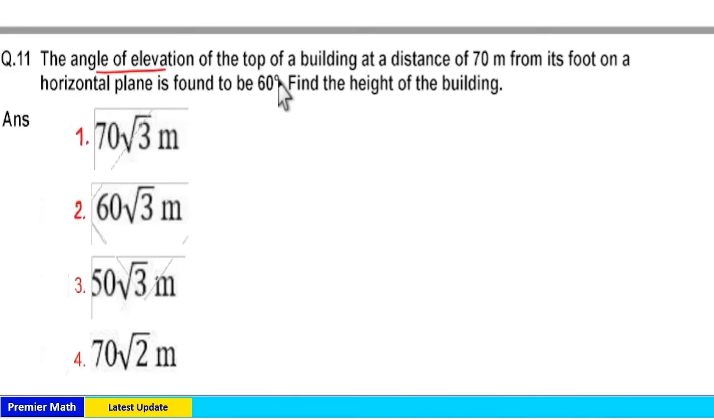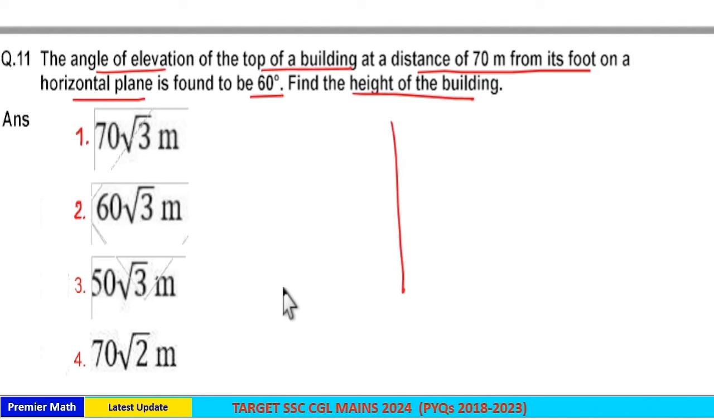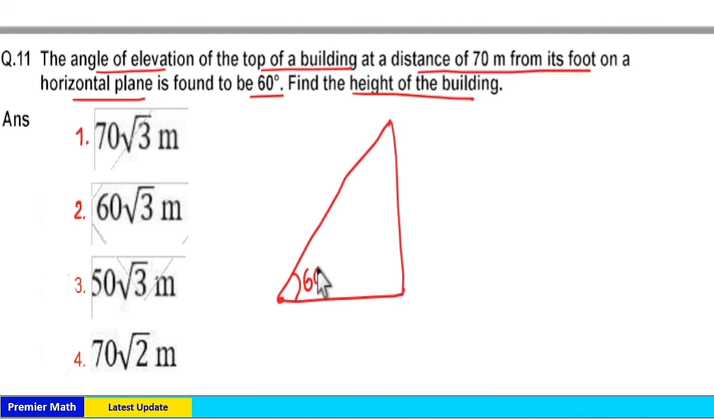Angle of elevation of the top of a building at a distance of 70 meter from its foot on a horizontal plane is found to be 60 degree. Find the height of the building. Here this is the height of the building, and at a distance 70 meter from the foot of its tower, angle of elevation from the horizontal to this tower is equal to 60 degree.